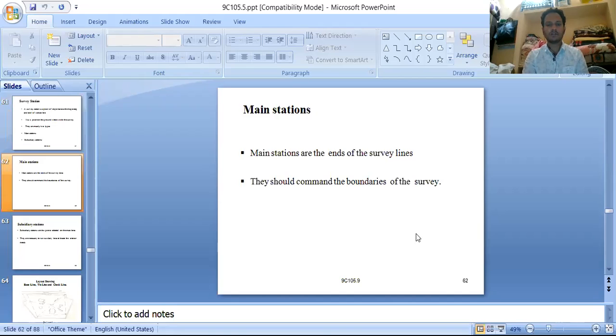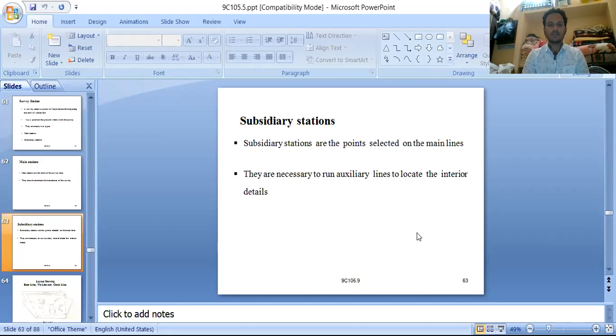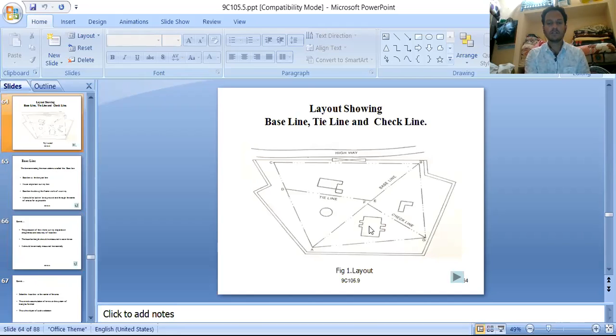Main stations are the ends of the survey lines. They should command the boundaries of the survey. Subsidiary stations are the points selected on the main lines. They are necessary to run auxiliary lines to locate interior details. Here we can see a layout showing baseline, tie line, and check lines.